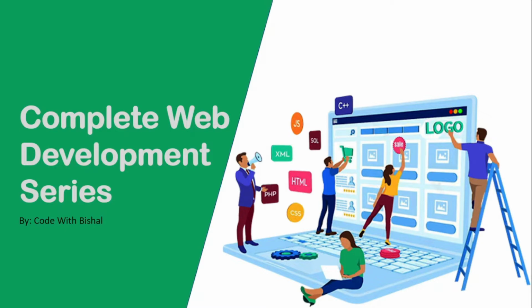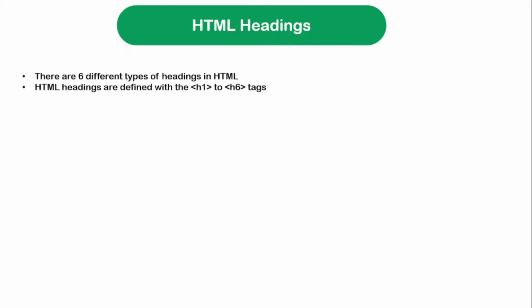In this video we will cover HTML headings and paragraph. What are HTML headings? There are 6 different types of HTML heading. HTML headings are defined with H1 to H6, and H1 is the most important heading and H6 defines the least important heading.